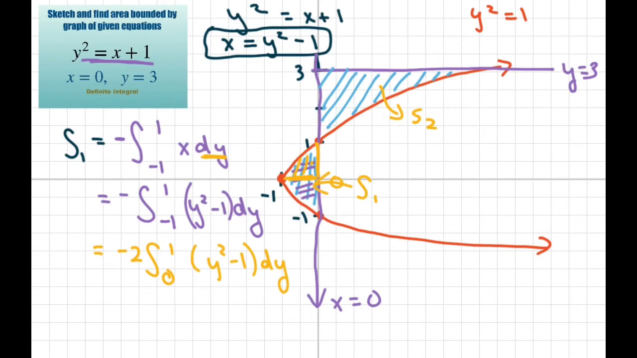Now the second one, this is shaded to the right of your y. So your second area is going to be positive, and we're going from 1 to 3 on the y. And then we're going to write the same thing, y squared minus 1 dy. So let's find the first area. I'm just going to keep it like we had it before. So we have negative, -1 to 1, y squared minus 1 dy.